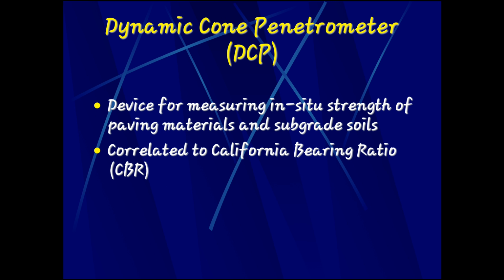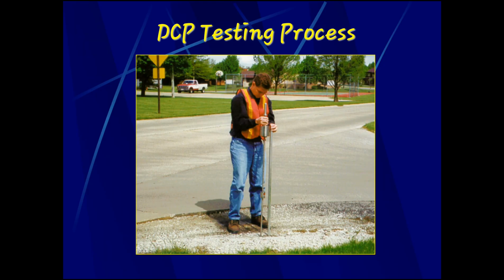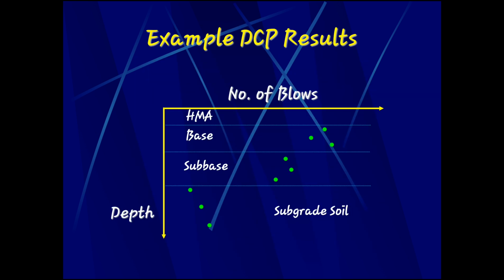Dynamic cone penetrometer, DCP. A device for measuring in situ strength of paving material and subgrade soil, correlated to California bearing ratio, or CBR. So here is a typical drawing or sketch of a DCP device. It has a cone angle of 60 degrees. It has a handle, a hammer, a steel rod, and the cone. So here is the DCP testing process, the picture. So here are example results of the DCP.